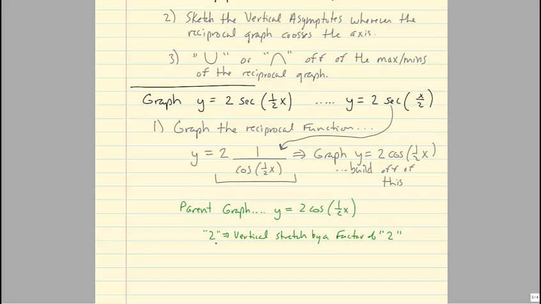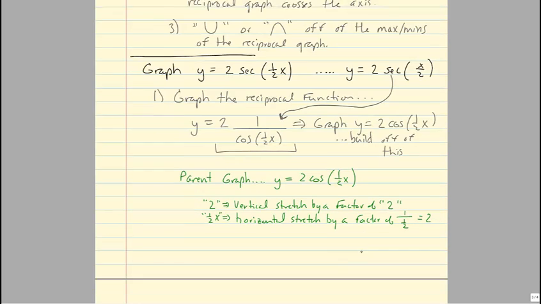Now this 1/2 x is going to be horizontal because it's inside the argument of the trig function, and it's going to be a horizontal stretch by a factor of 1 over 1/2, which is 2. So those are the two things that I'm looking for right now.